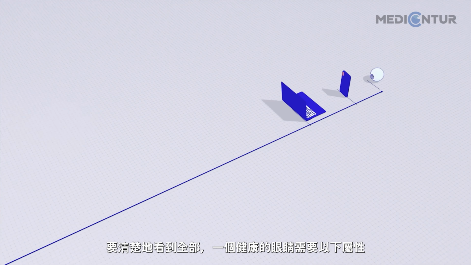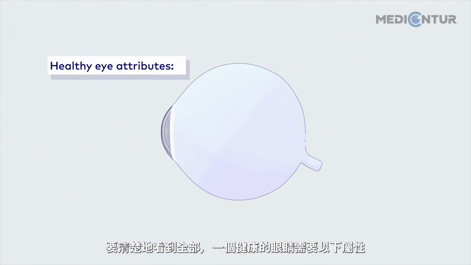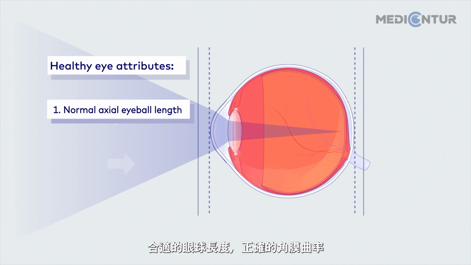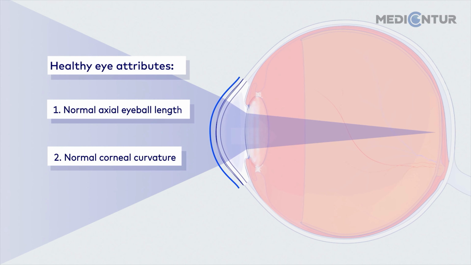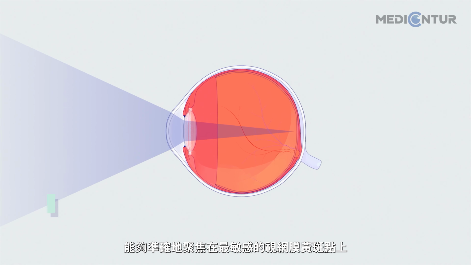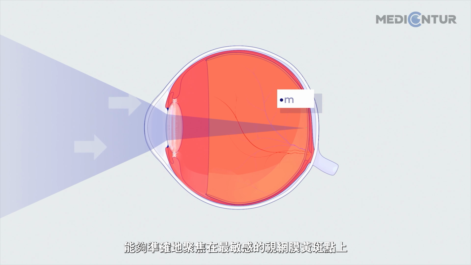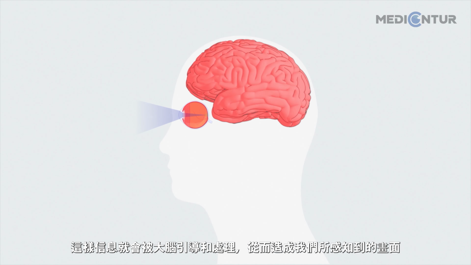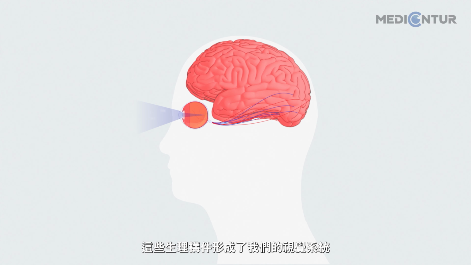To see clearly at all of them, a healthy eye requires the following attributes: ideal eyeball length, a correct curvature of the cornea, and the elastic ability of the crystalline lens. Their interplay enables light to be accurately focused onto the retina's most sensitive point, the macula. From here, information is channeled and processed by the brain to create the picture we perceive. These physiological components constitute our visual system.